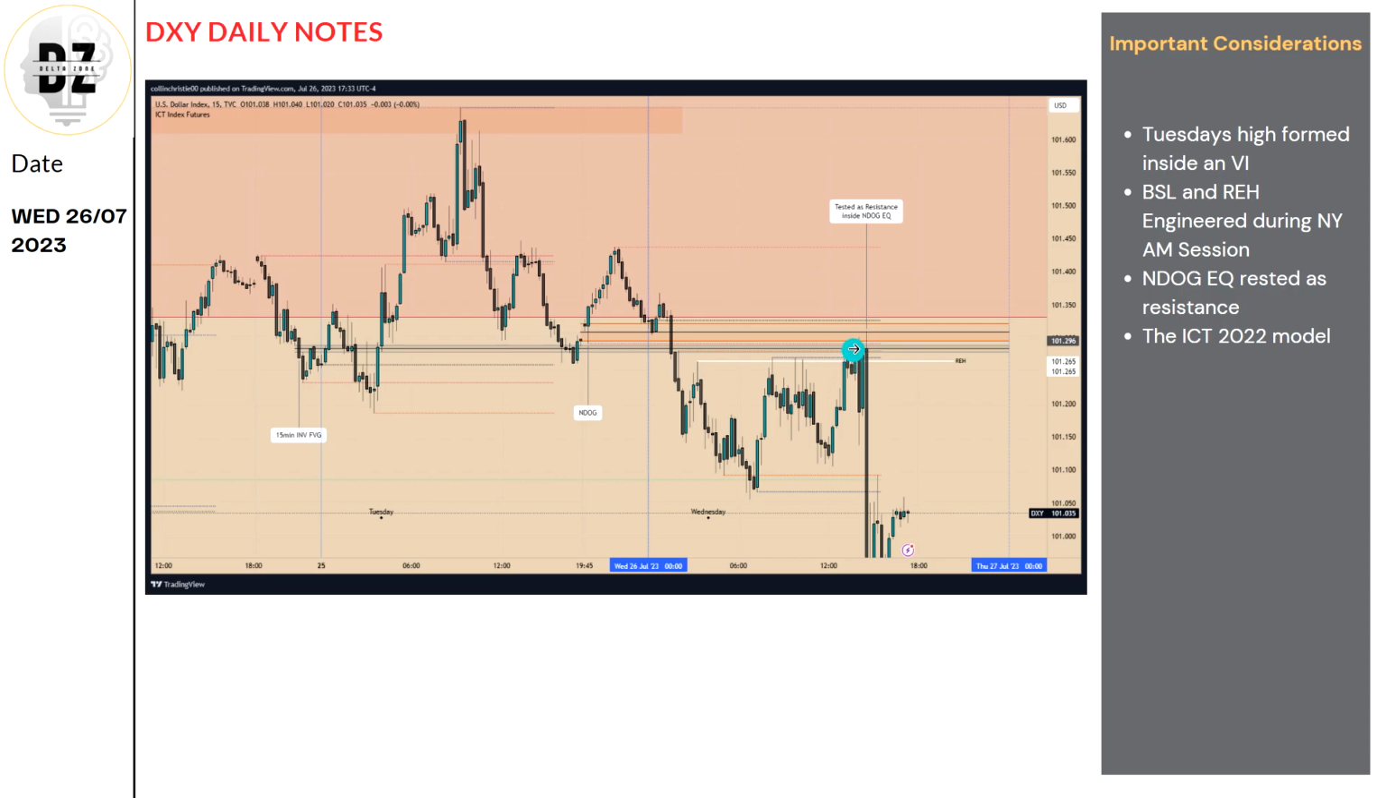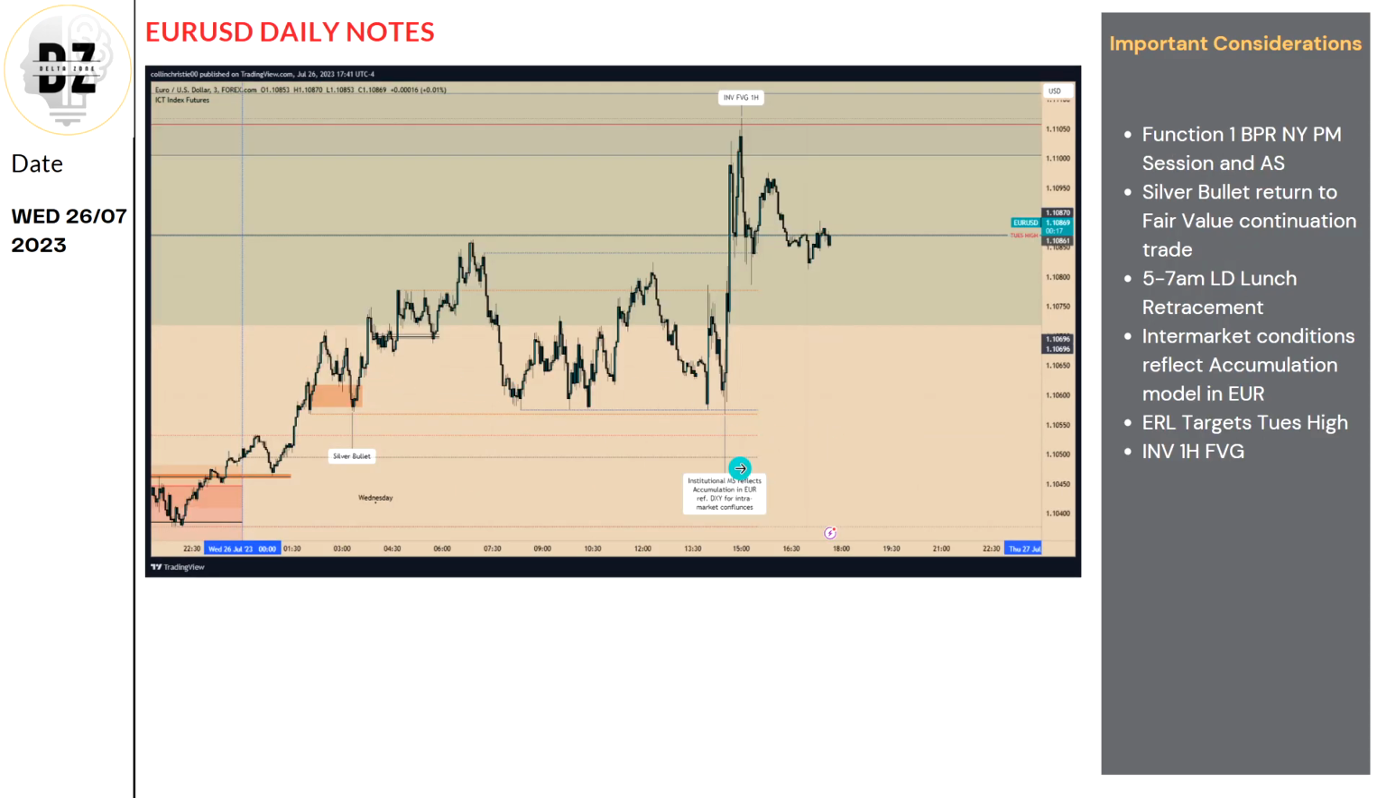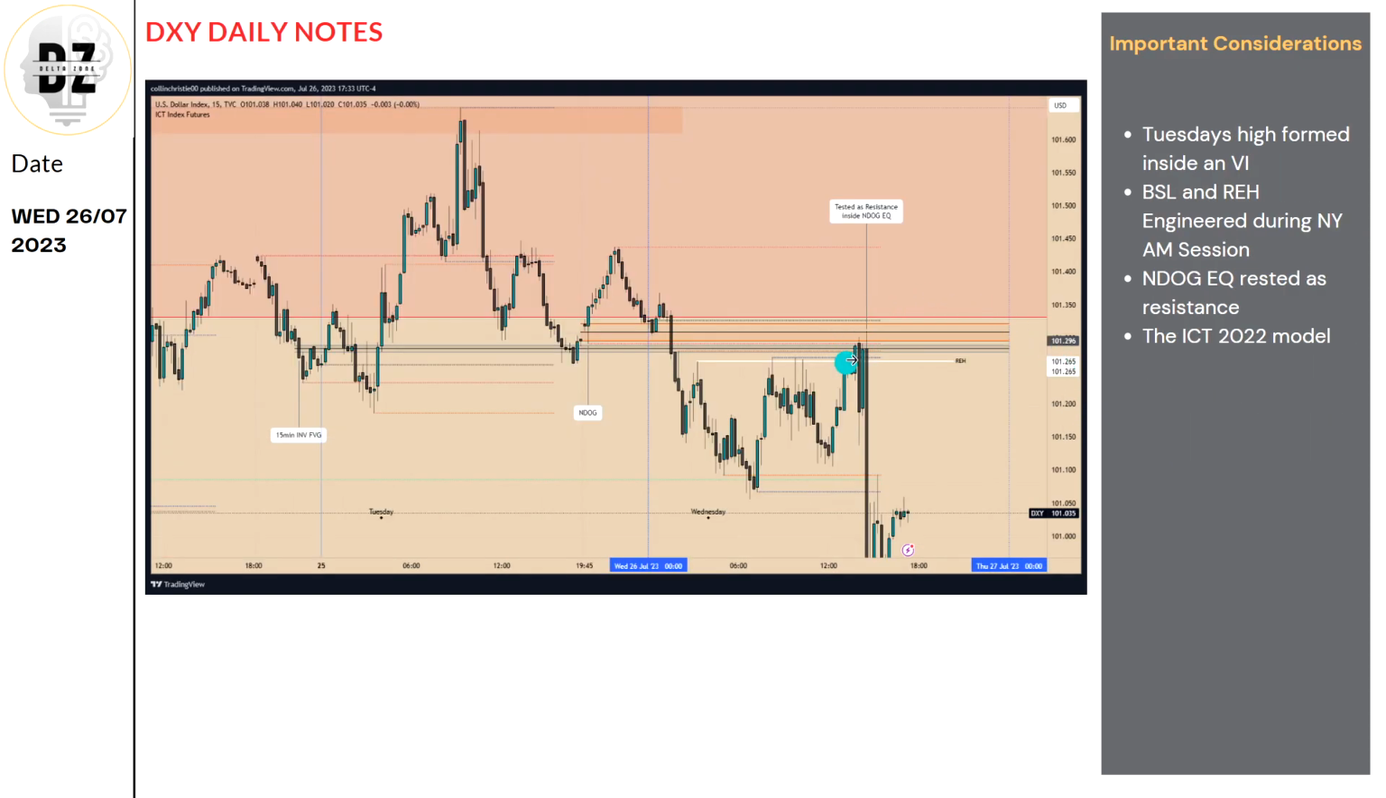If you go down to a lower time frame, you can actually see that institutional market structure as well. So we have accumulation in the euro, and the dollar seems to distribute above relative equal highs inside the new day opening gap, and targets that liquidity.